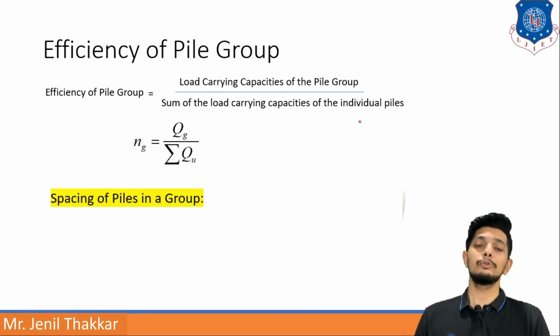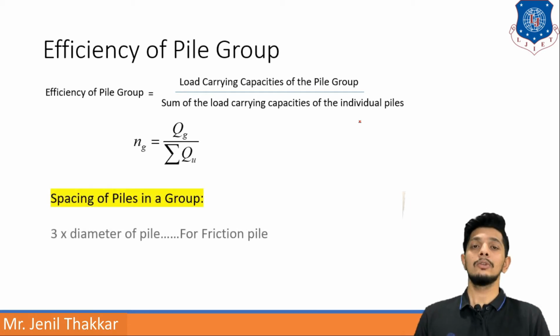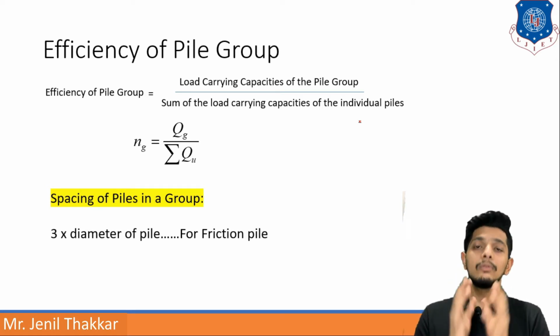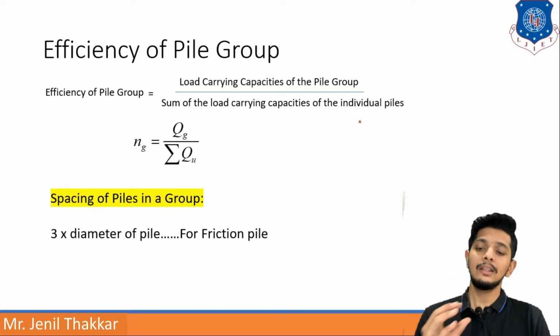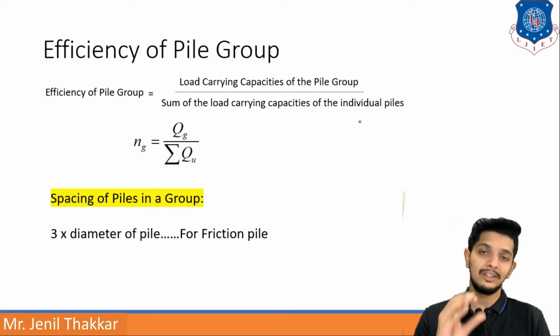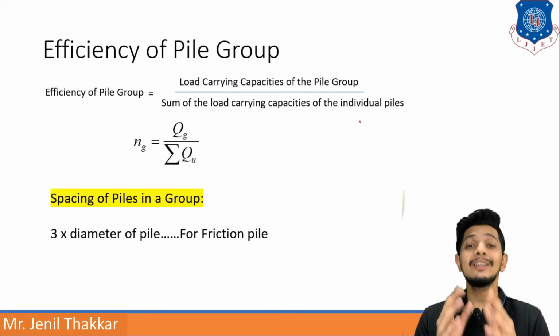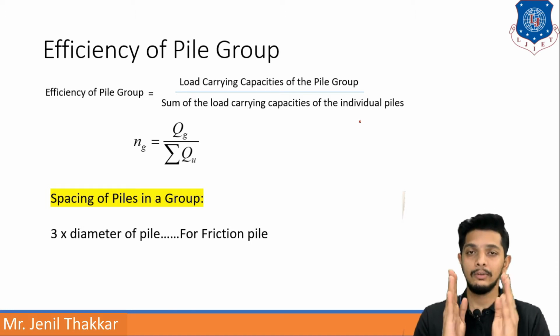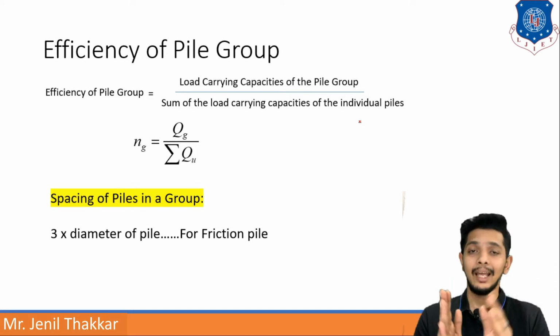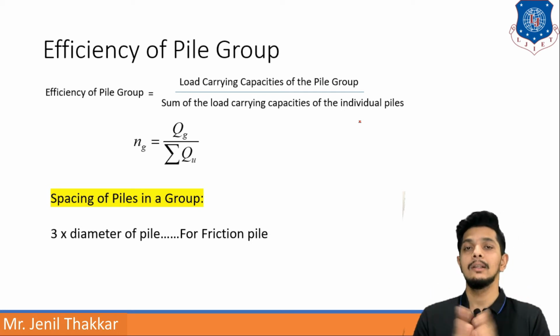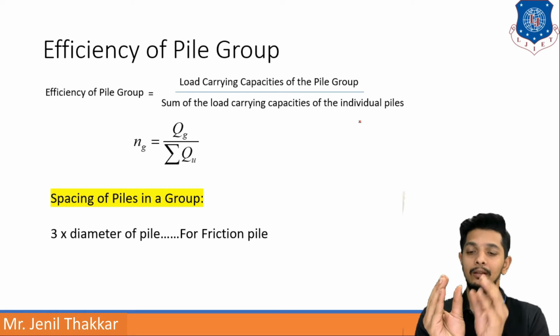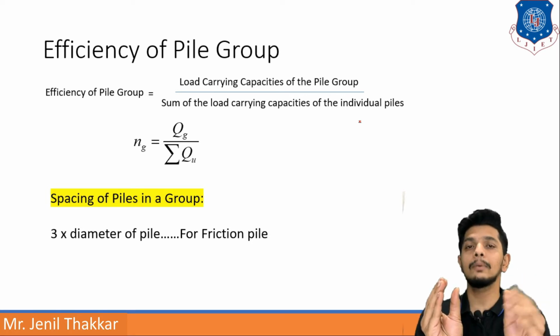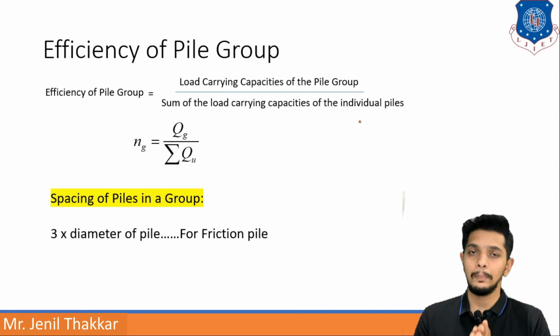Moving forward to spacing of piles in a group. So this is general data for spacing. Here, 3 times the diameter of the pile for friction piles. When we are talking about friction piles in the soil, generally the space between two piles is taken as 3 times the diameter of the pile. So we can say roughly, if one pile is there, then a gap of 3 piles should be kept, and then you should lay your next pile. That is how spacing is kept.